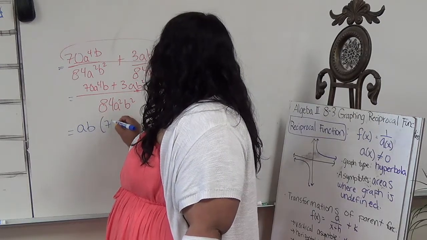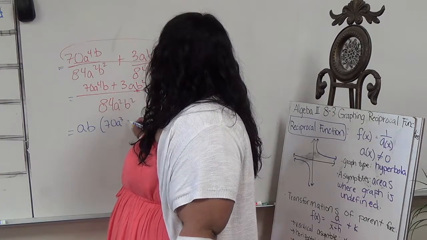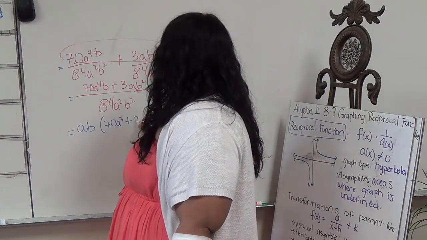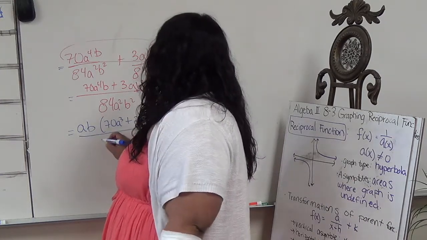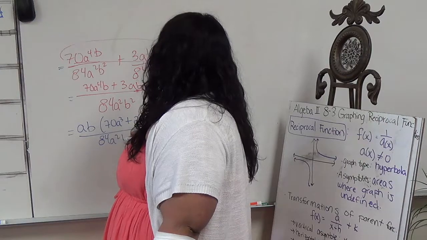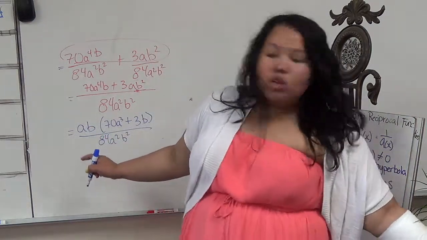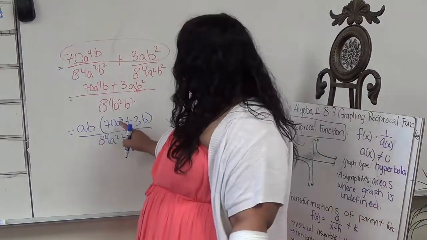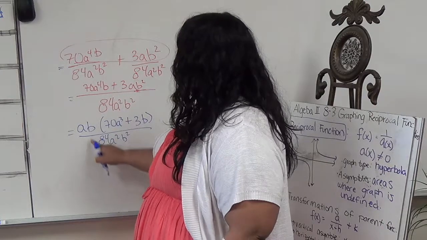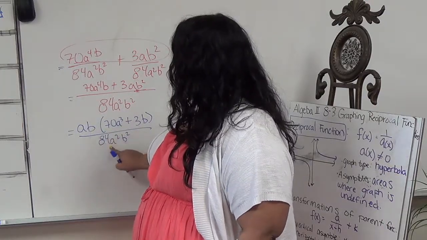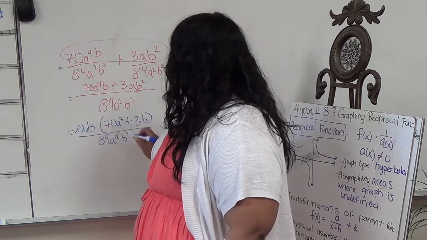So then this will leave me 70a cubed, no more b, plus 3 no a and just 1b over 84a squared b squared. And because this is being multiplied, then I can reduce. Because with this plus, I can't just reduce what this has in common because that plus gets in the way. But anything on the outside that they both have in common, I can take out. So this cancels out, and this just leaves me with a in the bottom. This cancels out just b.